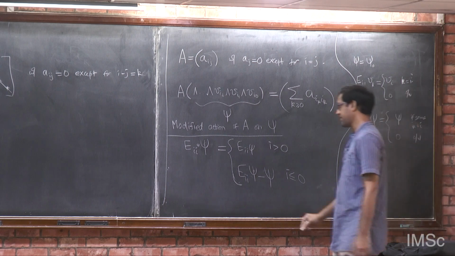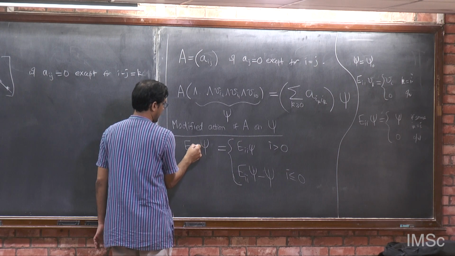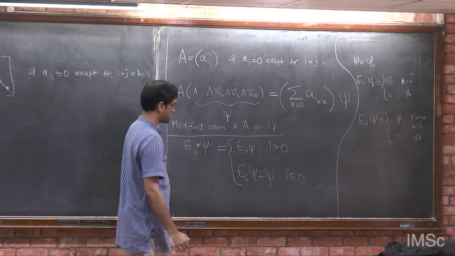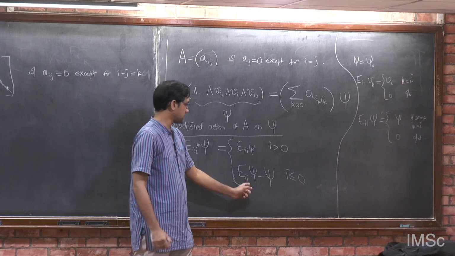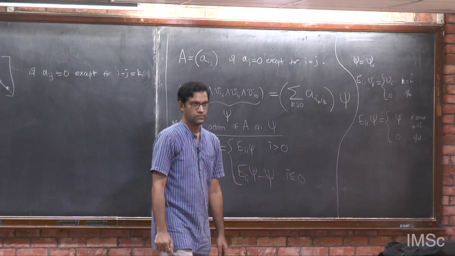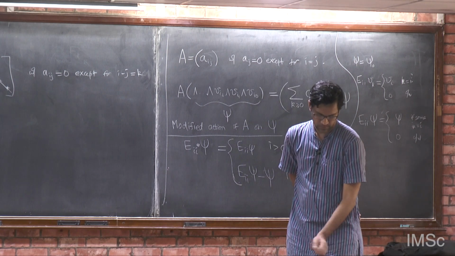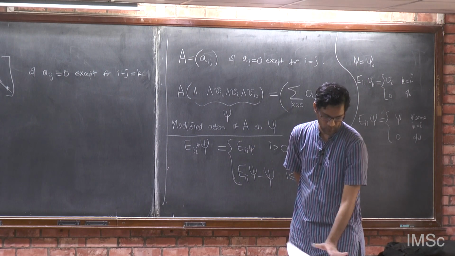But now I have a modified action. So I'm changing it to this. I'm saying E_ii will act like that provided i is positive, and if i is negative, then it acts in this way. Fine? So we have modified it for whatever reason. Let's just see what it gives us.